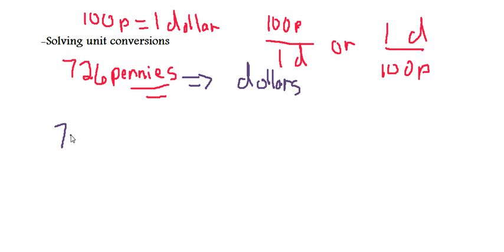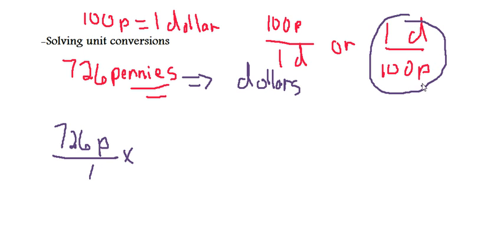Well, the problem told us 726 pennies, P for pennies. And we always want to write it as a fraction. You can write any number as a fraction simply by putting a 1 in the denominator, and that doesn't change the value at all. So what I'm going to do now is multiply it by my conversion ratio. Well, I want this one. This will have pennies in the denominator, $1 in the top, 100 pennies in the denominator, and this penny and that penny will cancel out, leaving me dollars.